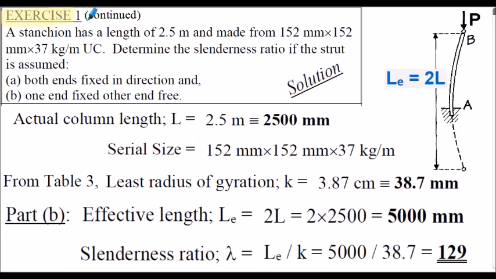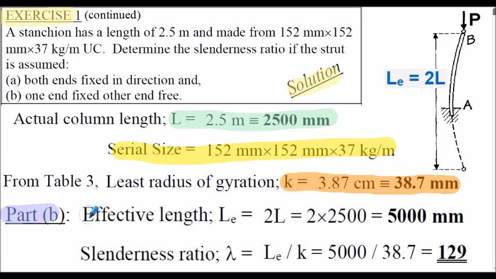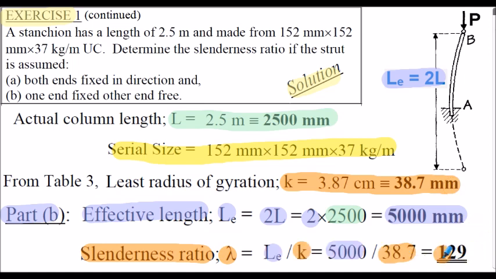Exercise 1, solution continued. Just repeating the information for reference. Part B, the effective lengths now, fully fixed one end and free the other end configuration. LE is twice the original length, so in this case that's 2 times the 2,500 millimeters, so 5,000 millimeter effective length here. Evaluating the slenderness ratio, that evaluates to 129.